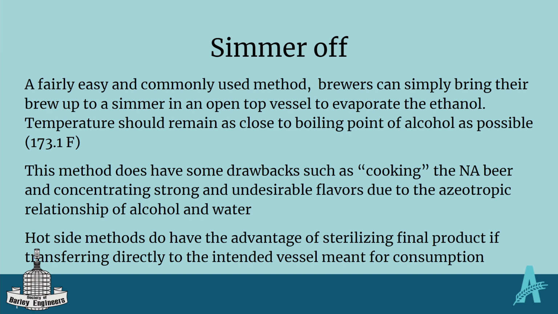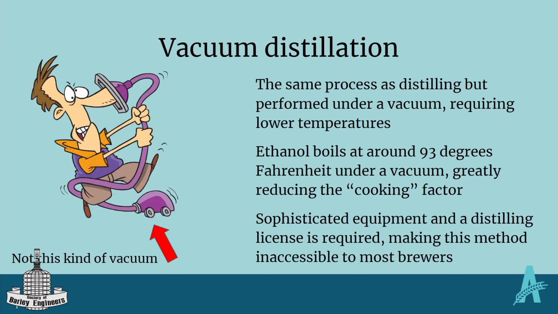But the next method is vacuum distillation. Don't stick your shot back into your carboy. It's not going to work. You could try, but it's the same kind of process as distillation, but you're doing it under a vacuum. Anything you pull under a vacuum is going to boil at a lower temperature. Ethanol boils at about 173 degrees Fahrenheit. Under a vacuum, you're at 93 degrees. So you're going to greatly reduce that cooking factor. You're still going to get that azeotropic relationship and that concentration, but you're not going to get that aging, cooking factor.